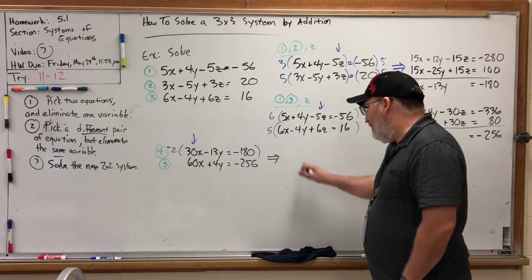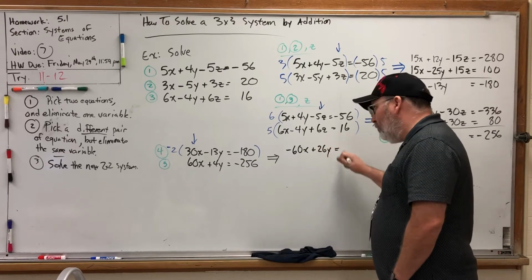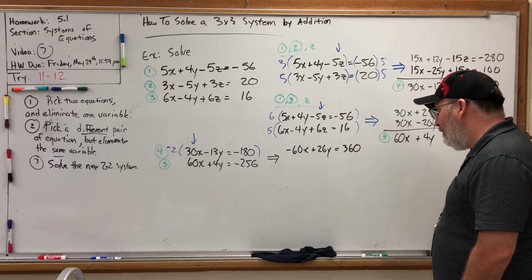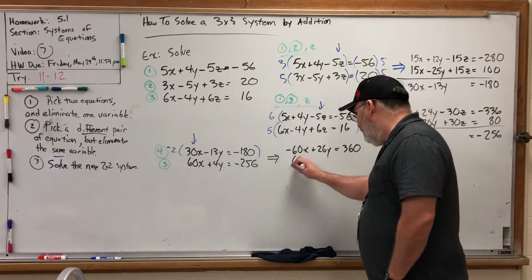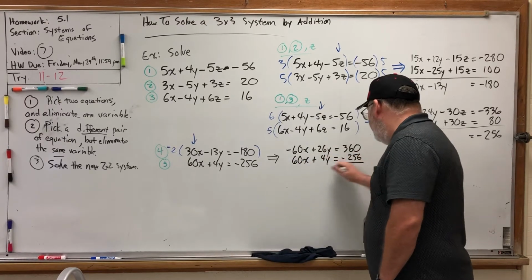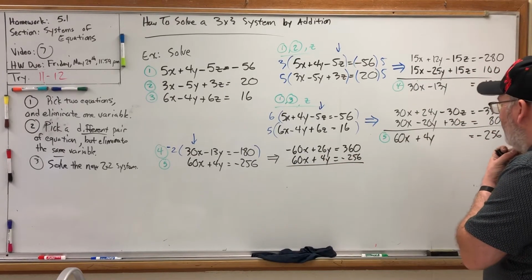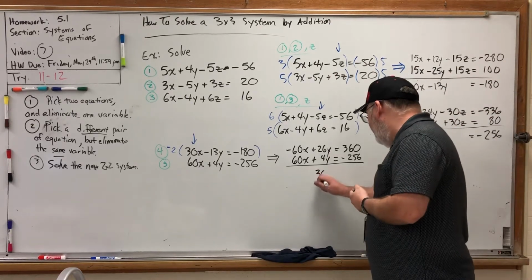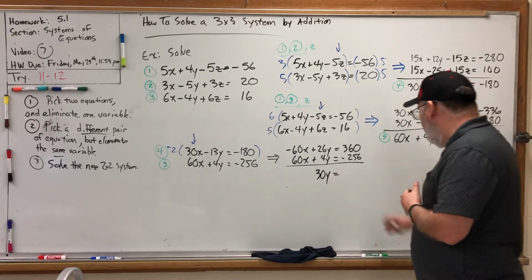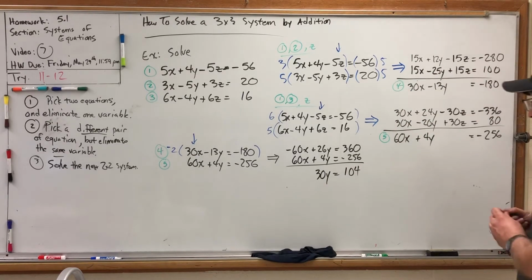If I multiply the top equation by negative 2, I get negative 60x plus 26y equals 360. If I leave the bottom equation alone, I get 60x plus 4y equals negative 256. This is worrying me. I'm going to make a mistake somewhere. I get 30 y's, the x's cancel, I get 30 y's, but over here I get 104. And the thing that I'm worried about is that I was 99% confident that this was going to come out to be a whole number.